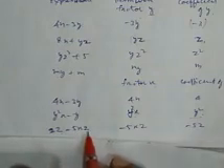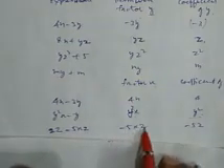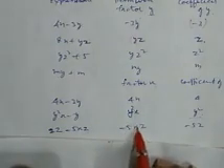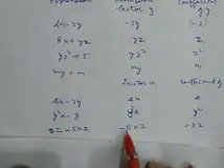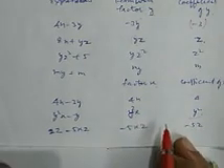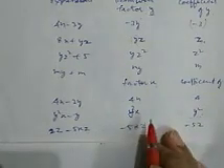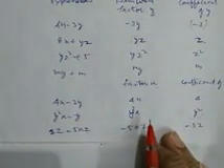Now 2z minus 5xz. Here, minus 5xz, we consider the x, so minus 5 and z is the coefficient. So this way we can find the coefficient of different terms.